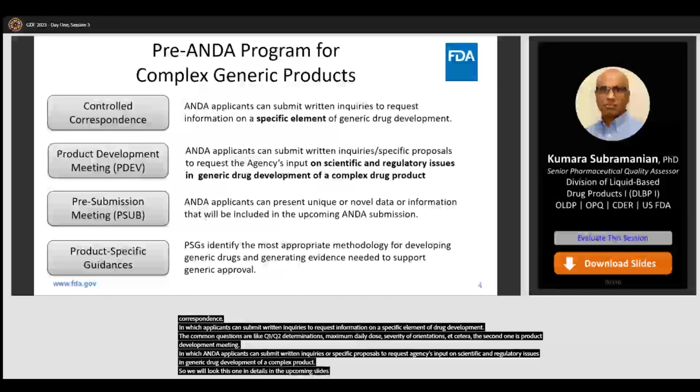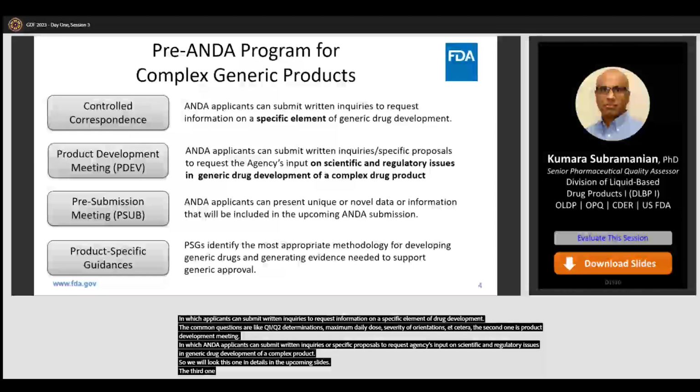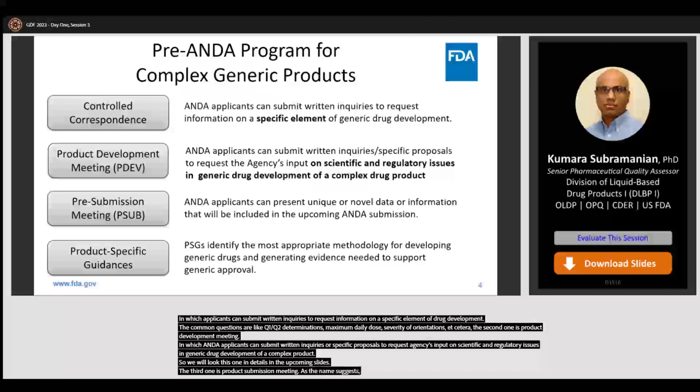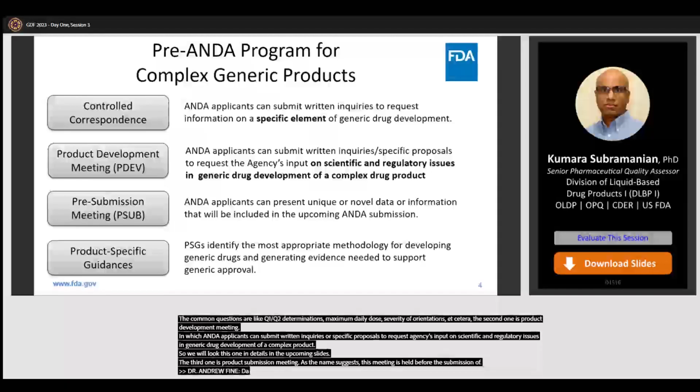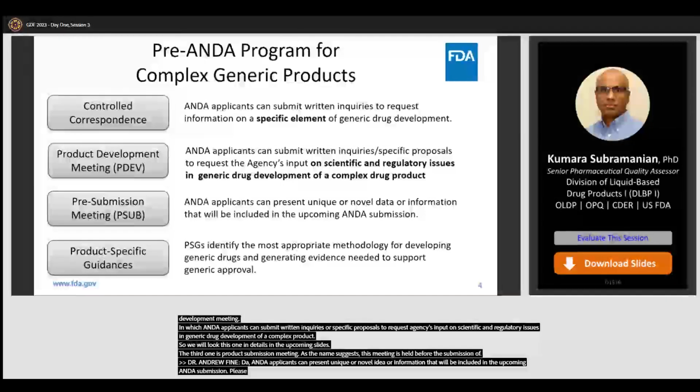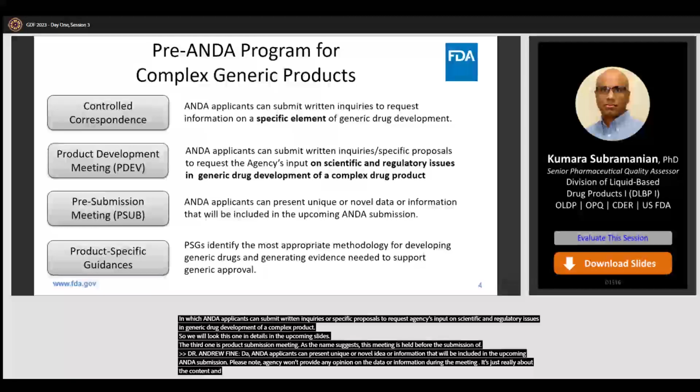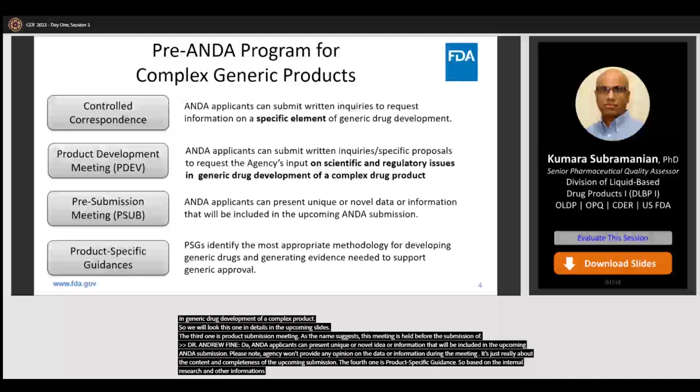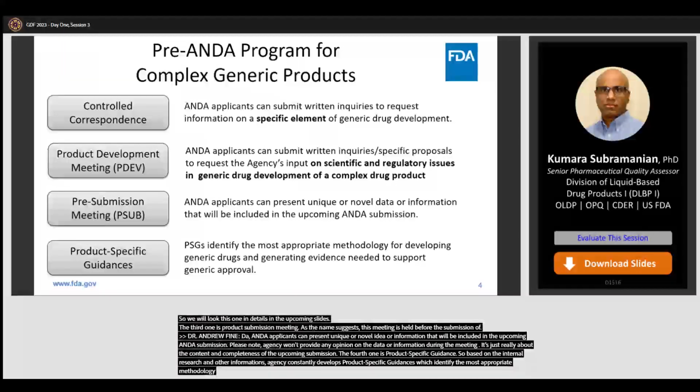The third one is product submission meeting. As the name suggests, this meeting is held before the submission of an ANDA. ANDA applicants can present unique or novel ideas or information that will be included in the upcoming ANDA submission. Please note, the agency won't provide any opinion on the adequacy of the data or information during the meeting. It's really about the content and completeness of the upcoming submission. The fourth one is product-specific guidance. Based on internal research and other information, the agency constantly develops product-specific guidances which identify the most appropriate methodology for developing complex generic drugs.